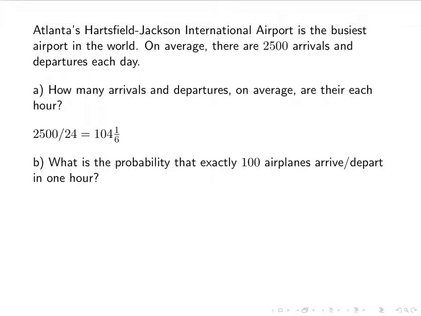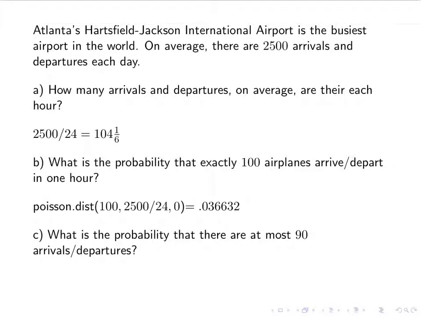B, what is the probability that exactly 100 airplanes arrive or depart in 1 hour? So I want exactly 100. So I'm going to have Poisson.dist 100, 2,500 over 24, and then 0. Remember, 0 is for the exactly. And I get 0.036632. It's very hard to pinpoint the exact amount. So whenever you're looking for the probability that exactly something happens, it tends to be fairly small.